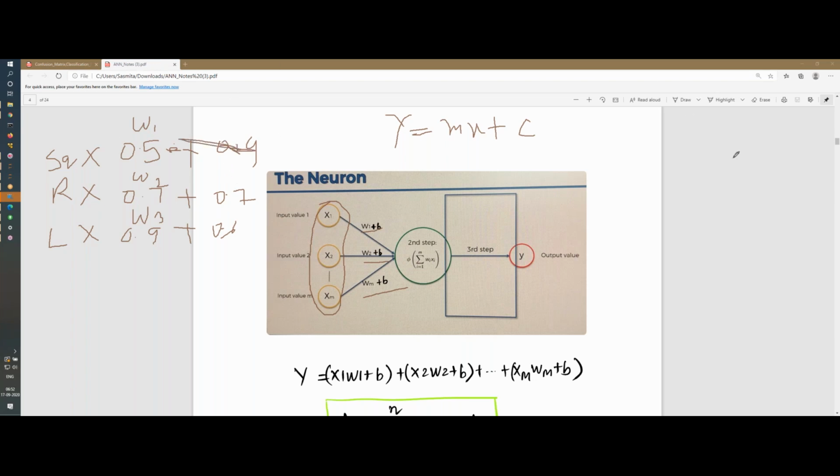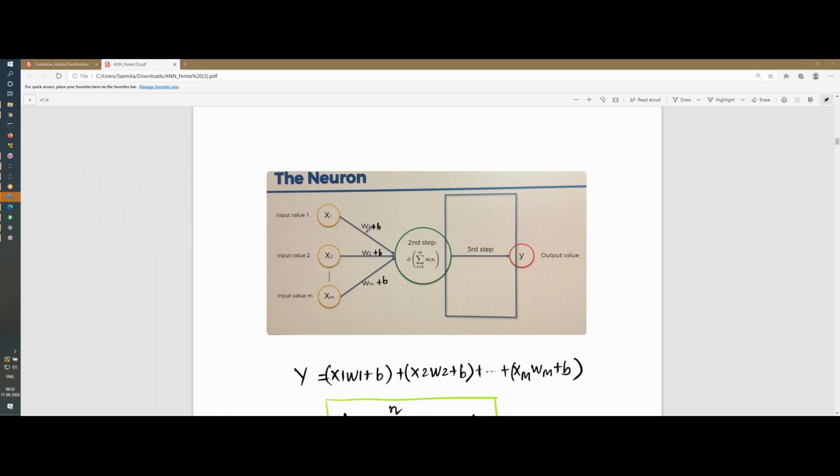Let me erase everything. To make it simple, let us remove this B. B is there, but it is a constant. Later I will revisit it, and we will go step by step. So the expression is W1 x1 plus W2 x2 plus W3 x3 plus B. B is a constant. For this moment we are ignoring it, and later we will consider it again.